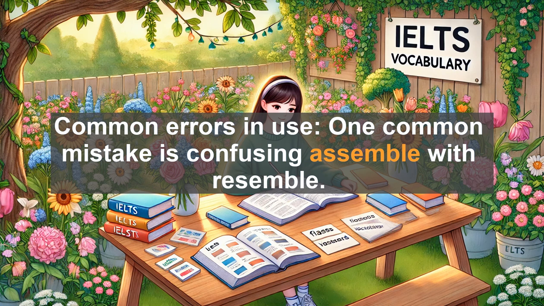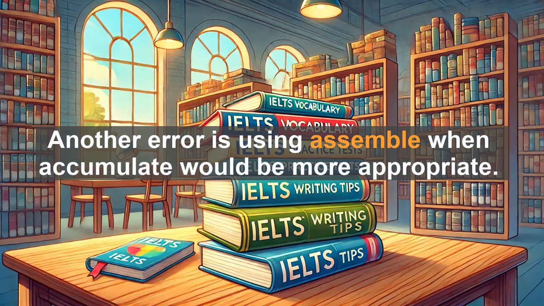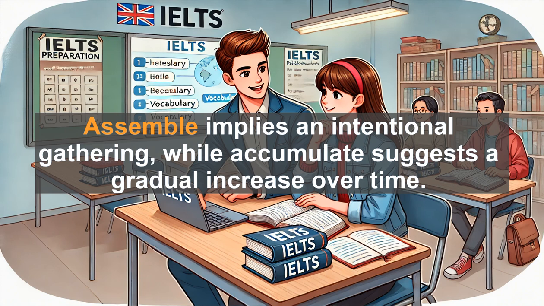Common errors in use. One common mistake is confusing assemble with resemble. While assemble means to bring together, resemble means to look like or be similar to something else. Another error is using assemble when accumulate would be more appropriate. Assemble implies an intentional gathering, while accumulate suggests a gradual increase over time.